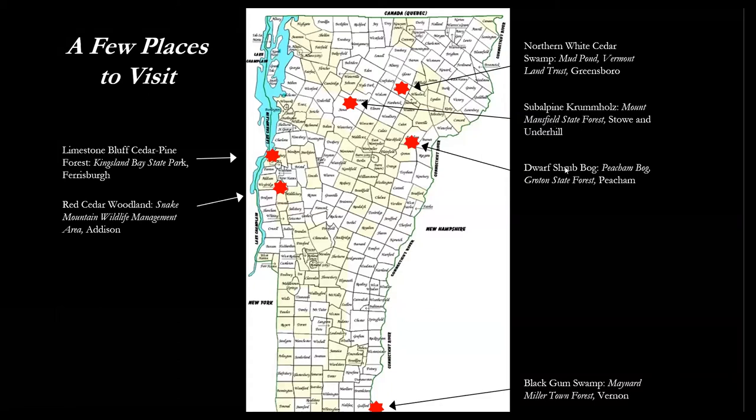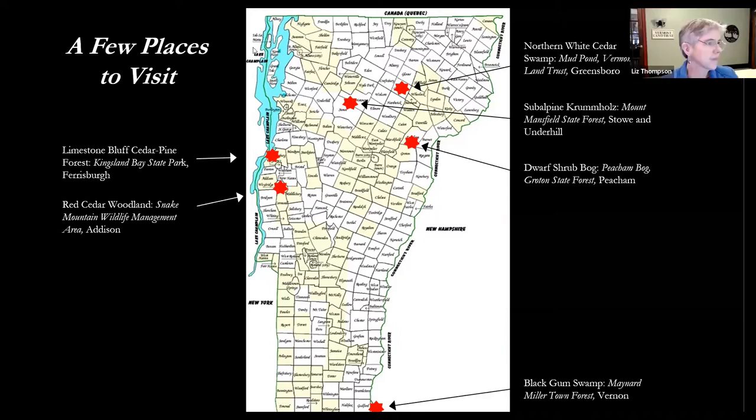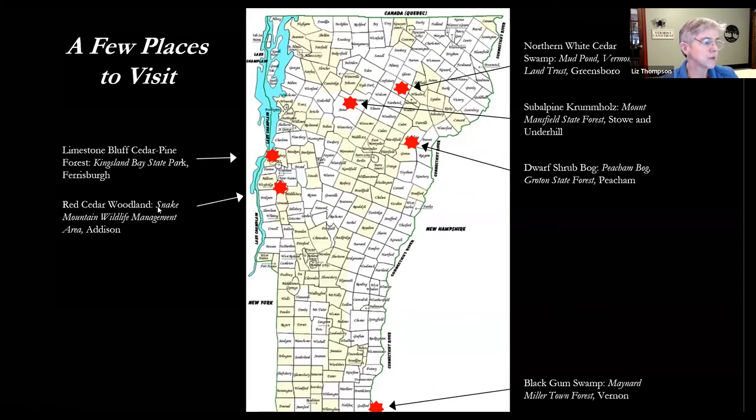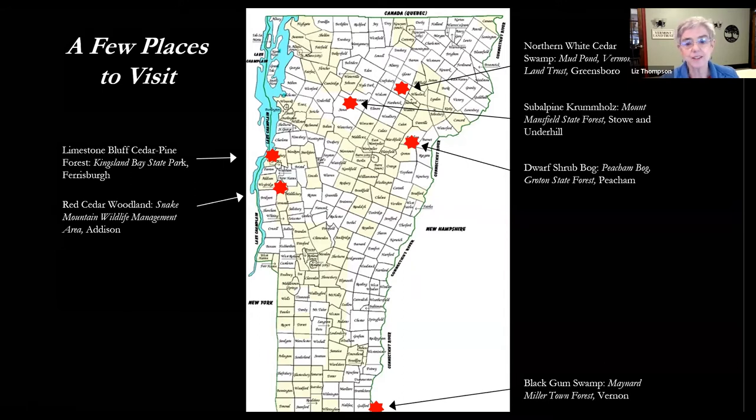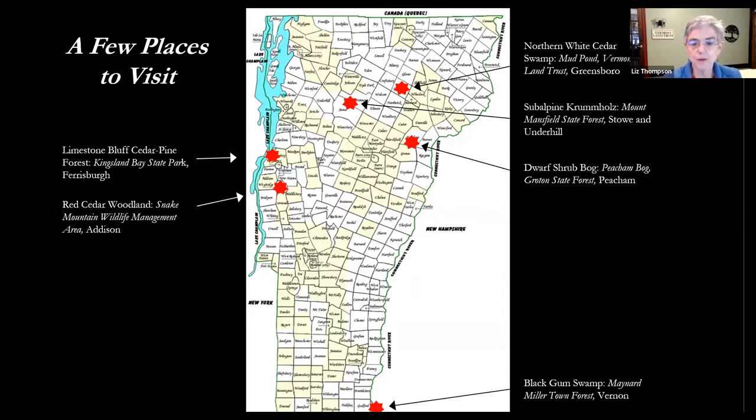If you wanna see a dwarf shrub bog, Peacham Bog in Groton State Forest is a great place to go, easy to get to and find. If you wanna see a limestone bluff cedar pine forest, go to Kingsland Bay State Park in Ferrisburgh, really great place to see that natural community. If you wanna see a red cedar woodland, go to Snake Mountain Wildlife Management Area in Addison. Finally, a black gum swamp, Maynard Miller Town Forest in the town of Vernon. So those are just a few places to go and see unusual old forests.